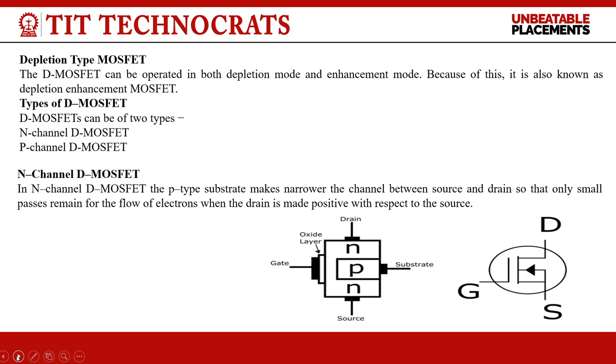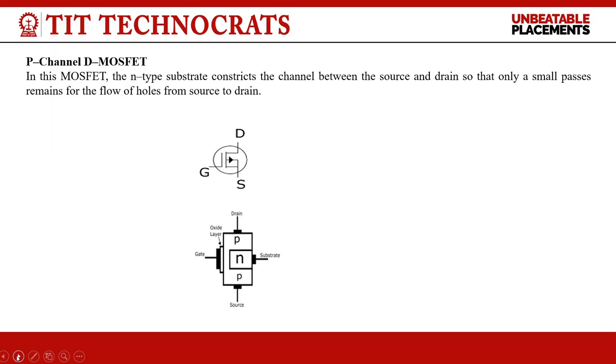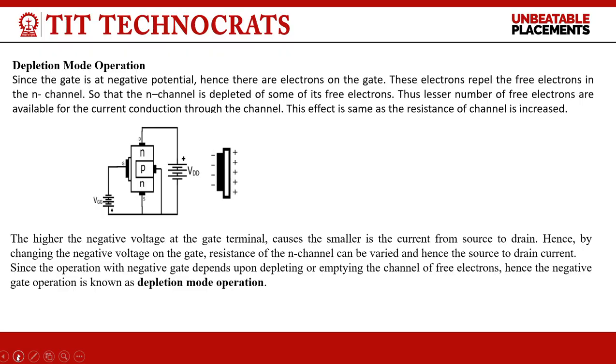The first one is the depletion type MOSFET, whose types are N channel D MOSFET and P channel D MOSFET. The N-channel D MOSFET can be defined as follows: the P-type substrate makes a narrow channel between the source and drain, so that only a narrow path remains for the flow of electrons when the drain is made positive with respect to the source. This is the symbol of the N-channel D MOSFET. Now the P-channel D MOSFET has an N-type substrate which constricts the channel between the source and drain so that only a small path remains for the flow of holes from source to drain.